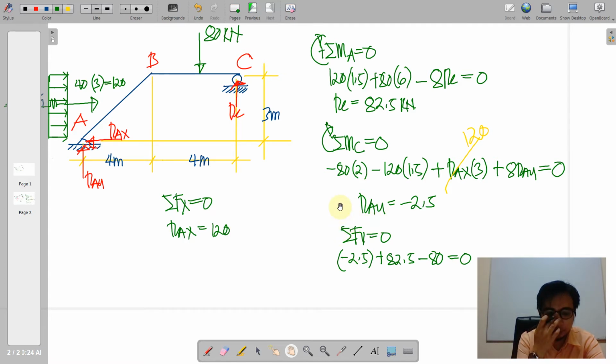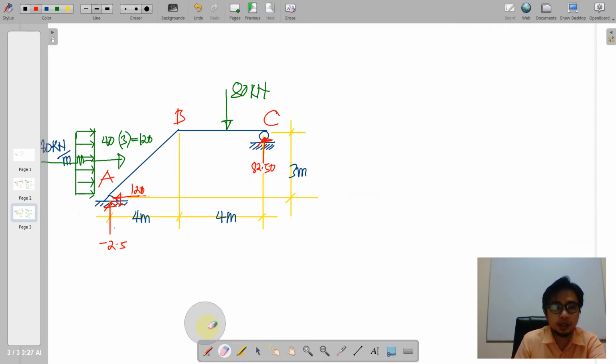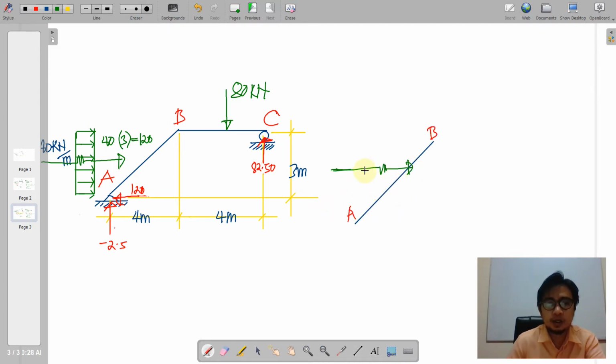Okay, as for the next step, of course, we are going to establish now the load diagram, starting with this inclined member AB here. So we're going to place here negative 2.5, and then this is 120, and then this is the upward 82.5, and then we clear the space for our load diagram. So for member AB, we will first work on this 120, so that this 120 here will be distributed parallel and perpendicular to the member.